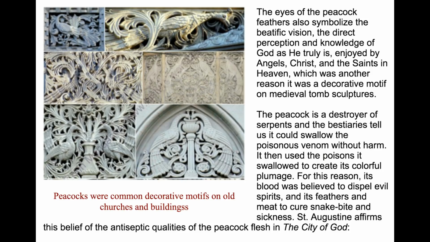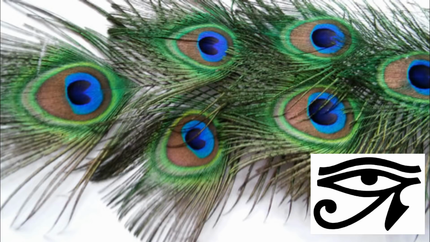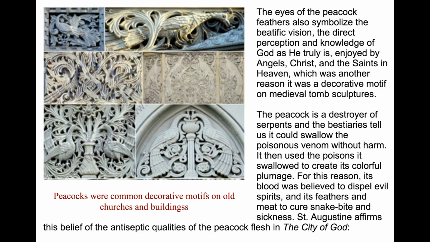So let's continue. It then used the poisons it swallowed to create its colorful plumage. So the peacock can eat poison, and that's why it has those colors on its tail, that it basically expels it and creates that colorful plumage. For this reason, its blood was believed to dispel evil spirits, and its feathers and meat to cure snake bite and sickness. St. Augustine affirms this belief of the antiseptic qualities of the peacock flesh in The City of God.